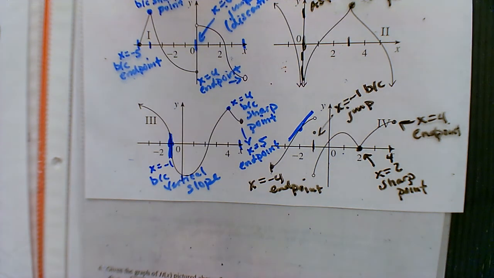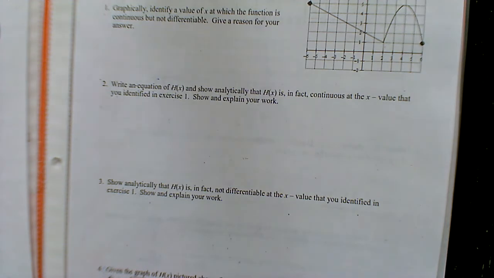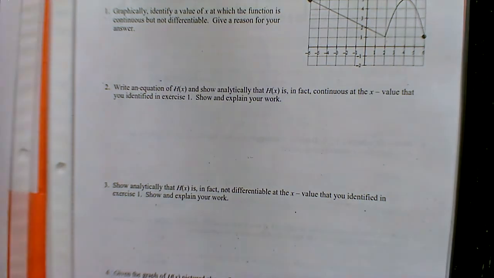Okay, so in order for a derivative to exist, you have to be continuous, meaning no hole, no jump, no asymptote, and you also have to have equaling slopes on either sides. Okay, meaning no endpoint, no sharp point, no vertical slope. So we're going to continue to investigate that today.